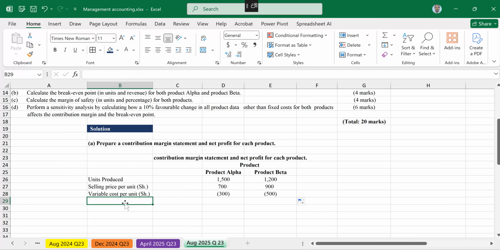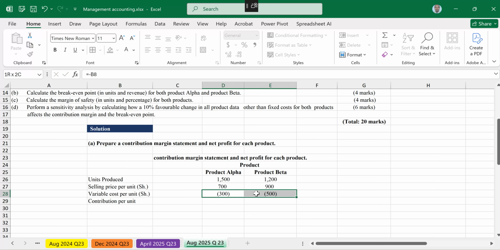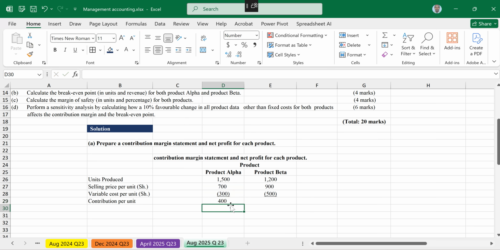Then get the contribution per unit. Contribution per unit will be equal sign 700 plus the 300. Enter. That is 400. Drag across. The other one will be 400. Contribution per unit.